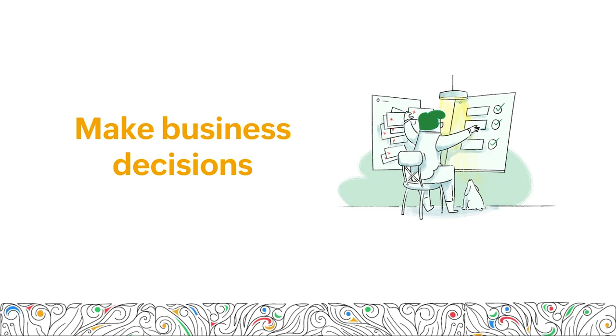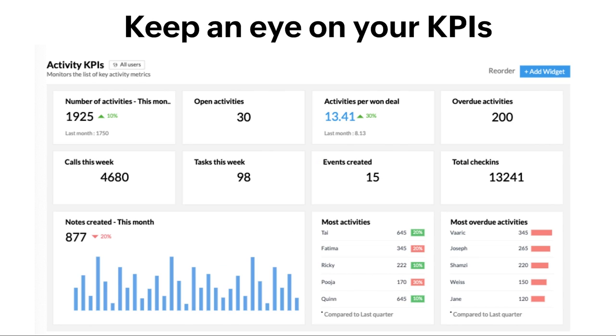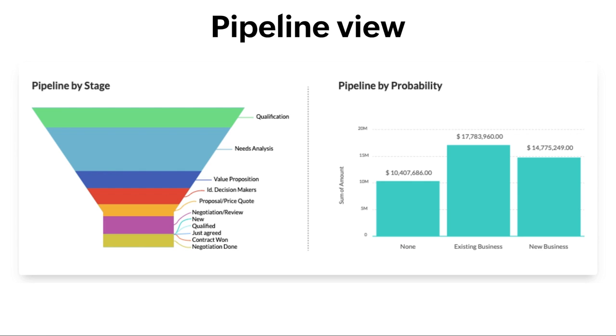Another thing your CRM should help you do is make important business decisions. And it does that by providing you with pre-built, easy-to-use, customizable reports like this one. As soon as you start pushing data through your CRM, you'll have access to these reports that show things like lead generations, deals closed, and revenue. You can also keep a close eye on your KPIs. You can see how many calls your team has made, how many tasks they've completed, what activities are overdue, and so on. By using pipelines, you can identify any bottlenecks that are present.